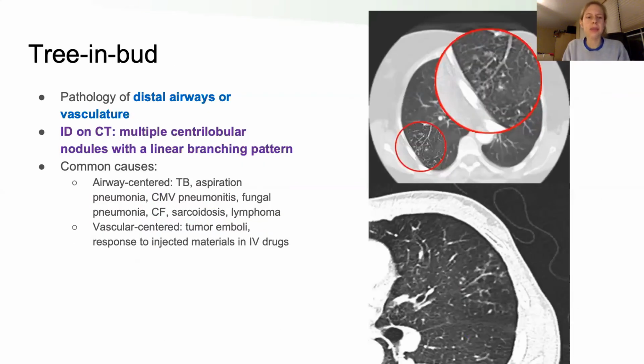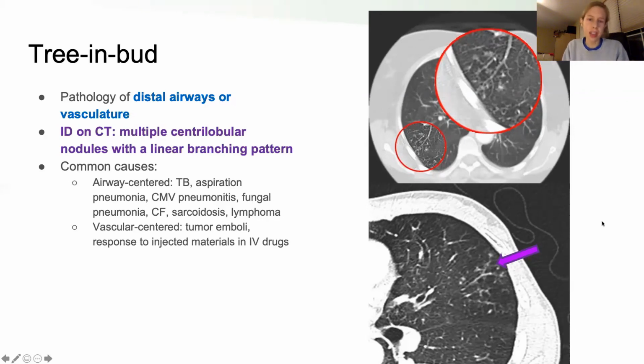Next up is tree in bud. You'll hear this thrown around a lot. Basically, this is something wrong with the distal airway or the vasculature, one or the other. And you can see on the CT scan why they call it tree in bud, because it looks like a branching tree. And then at the end of this tree, there are little tiny nodules that accumulate around and look like the little leaves on the end of this tree.